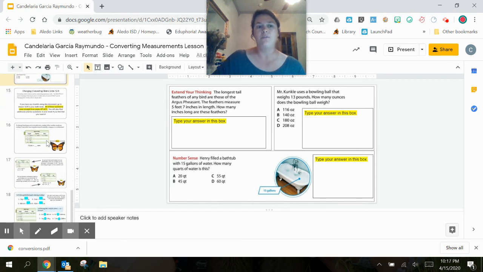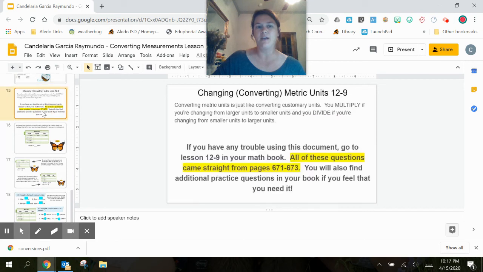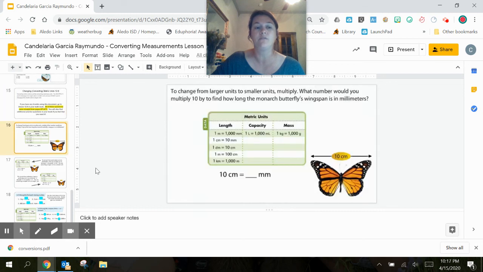And then there's only a few more slides for 12-9 because you're doing metric units, and it's the same rule. You have to remember when to multiply and when to divide. So it says you multiply if you're changing from a larger unit to a smaller unit, and you divide if you're changing from a smaller unit to a larger unit. And I really think if you would draw a table, it will help you find the rule and fill that table in. These questions came straight from page 671 through 673.